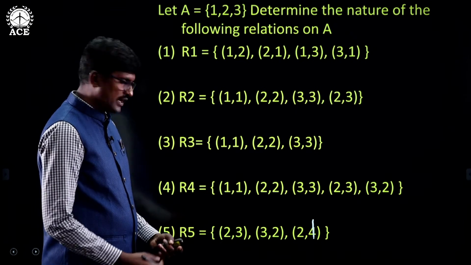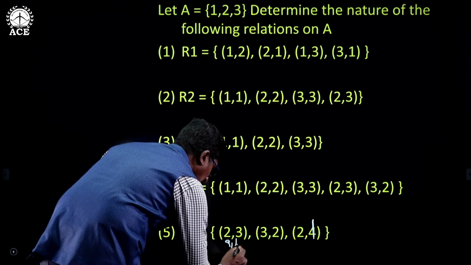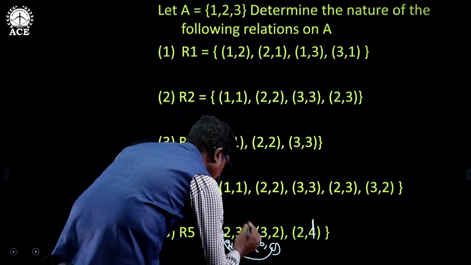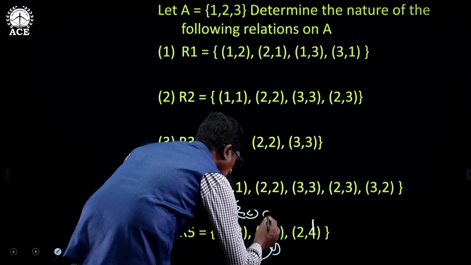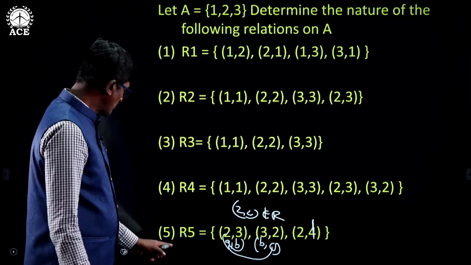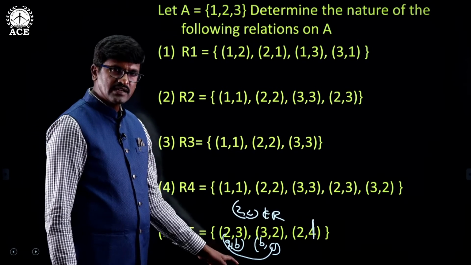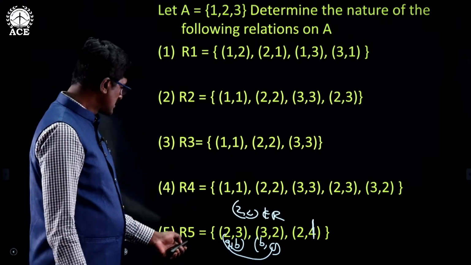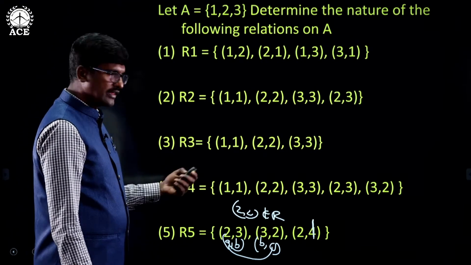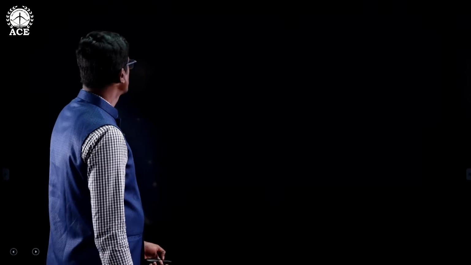This is an irreflexive relation. Now, what about the transitive relation? This is like (A,B), this is like (B,C). (A,C) means (2,2). (2,2) does not belong to R. Therefore, R5 is an irreflexive relation, not symmetric and not transitive. So this is how we need to verify whether the given relation is reflexive or not, transitive or not, symmetric or not.